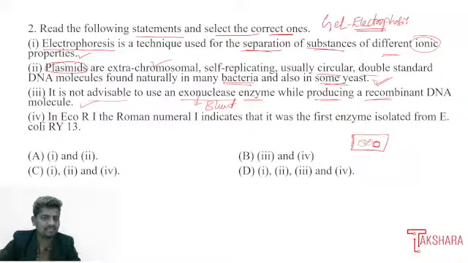And the next: the EcoRI, the Roman numeral I, indicates that it is the first enzyme isolated from the E. coli RY13 strain. So it is also a correct one. EcoRI is the first one, and the Roman numeral I indicates the order of isolation or identification. So all the statements are correct, so option D will be the correct one, because statements 1, 2 and 3 are all correct.